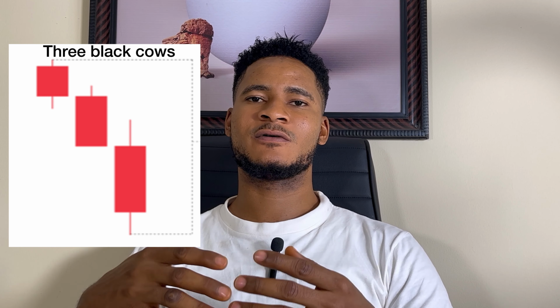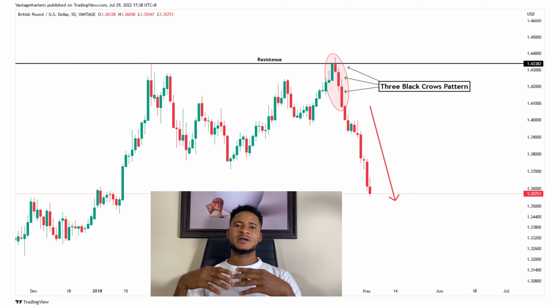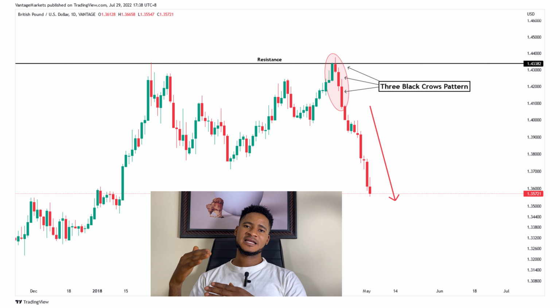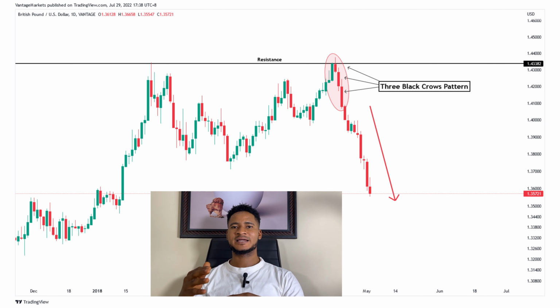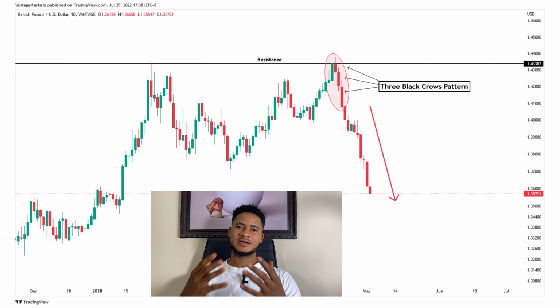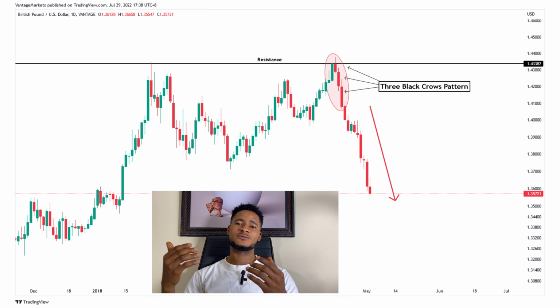Then we have the descending red candlesticks, which are called the three black crows. Three black crows is a bearish candlestick pattern which tells of a bearish movement. This candlestick pattern is most effective when you see it at the end of an uptrend. When it appears, especially at a resistance level in an uptrend, it tells that the market is going to be bearish, which means the market is going to fall back down.